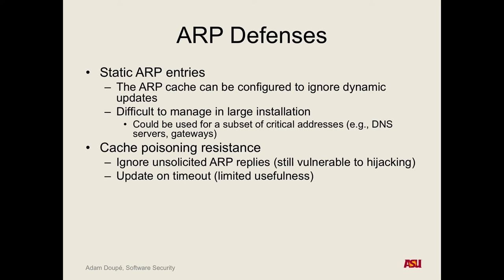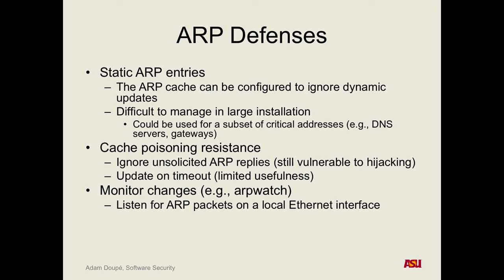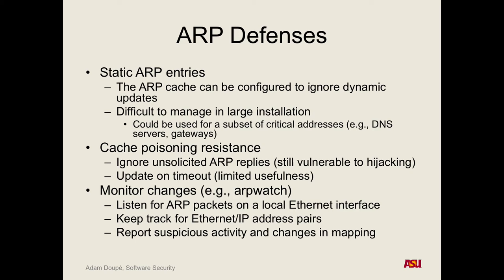So we get update on timeout. We can also monitor changes, which is a more active approach, like we said with IDS and IPS. We can have a sniffer in our network listening for ARP packets, keeping track of Ethernet and IP pairs and trying to see when they're swapping. What would be the downside of this?